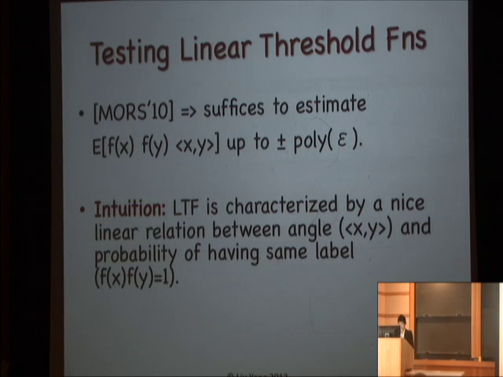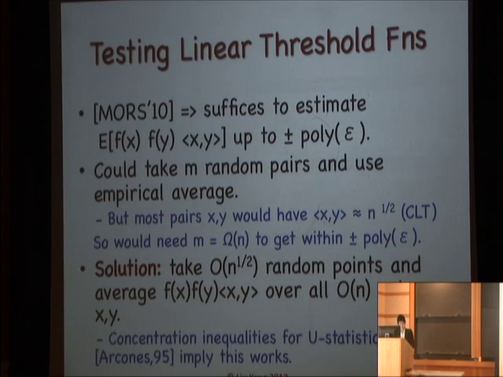So LTFs have this nice relation, again, between the angles between 2 points and the probability their labels are different. So any significant deviation from this property would be reflected in this particular expectation, f(x) times f(y) times the dot product between x and y. So one naive way to estimate this quantity would be, okay, I will just take some number of random pairs, and then we calculate the empirical average of the quantity in the expectation here, right?